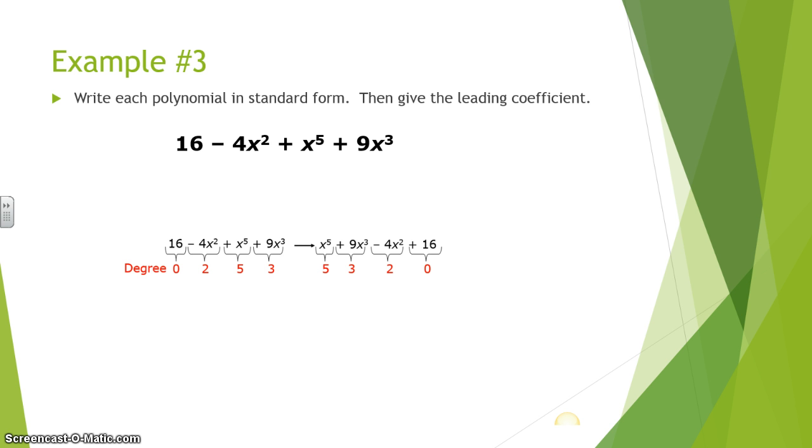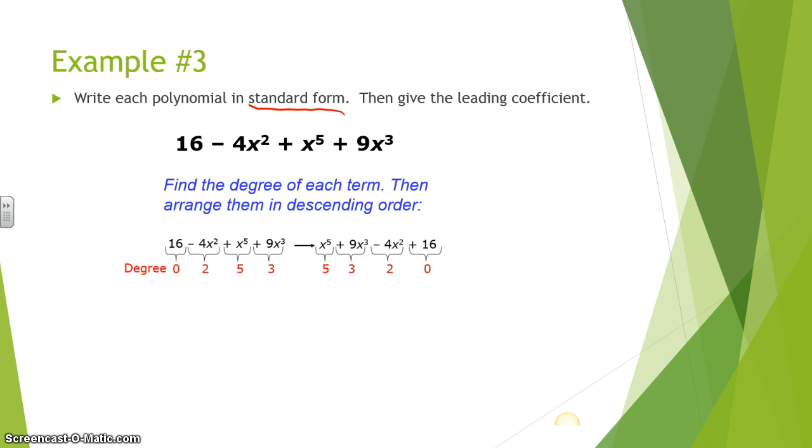Here we have an example where it says, write each polynomial in standard form and give the leading coefficient. Remember, when it's in standard form, you have to put the degrees in order from greatest to least. So the notes just mentioned, find the degree of each term, then arrange them in descending order. Here we have 16, which has a degree of 0. Negative 4x squared has a degree of 2. X to the fifth has a degree of 5. 9x to the third has a degree of 3. So we have to put them in descending order based on the degree.